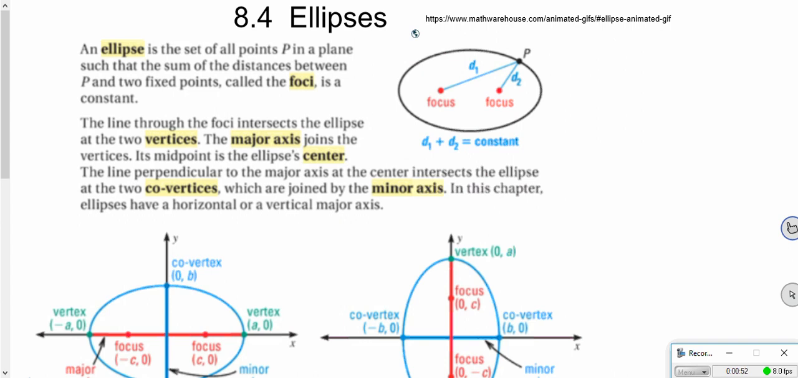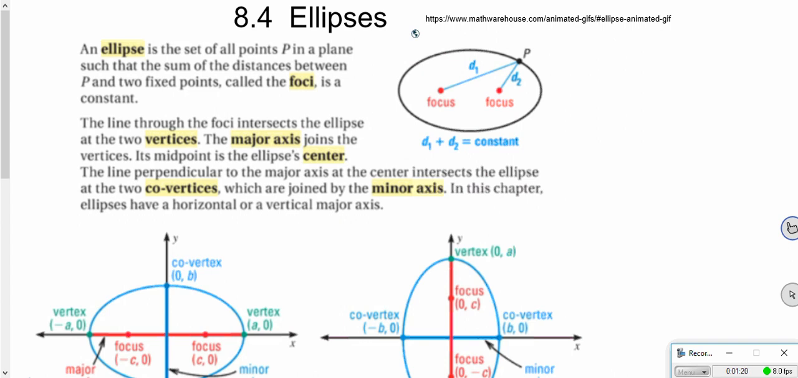If we look here, I added some notes to your typical study guide. This first page of notes, these are snippets out of your textbook that I thought were good, so I added these to the notes. 8.4 ellipse says an ellipse is the set of all points P in a plane such that the sum of the distances between P and two fixed points called the foci is a constant.